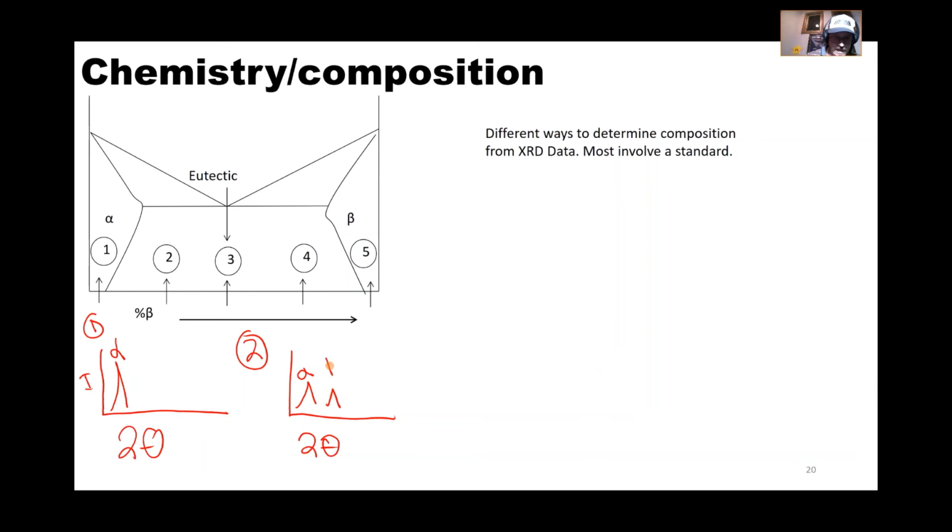So, a smaller peak for beta, and the intensity of this alpha peak is diminished compared with the pure alpha version. Okay, so one flavor is you can determine the weight fraction of A and the weight fraction of B based on the intensity of your A peak and the intensity of your B peak.